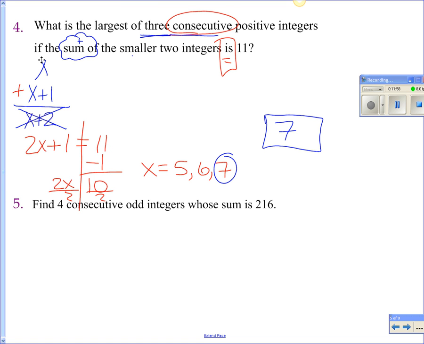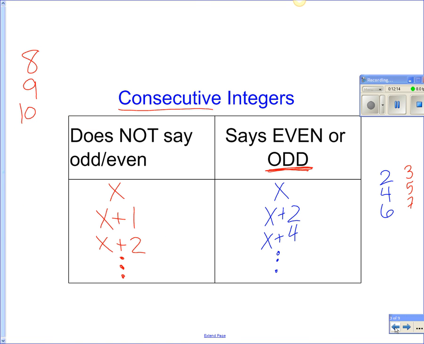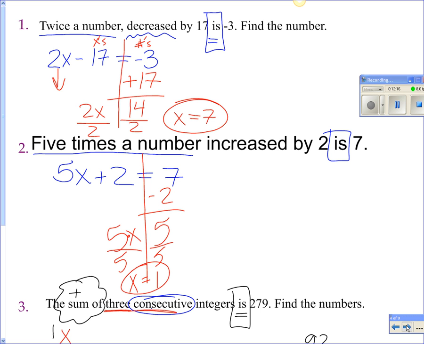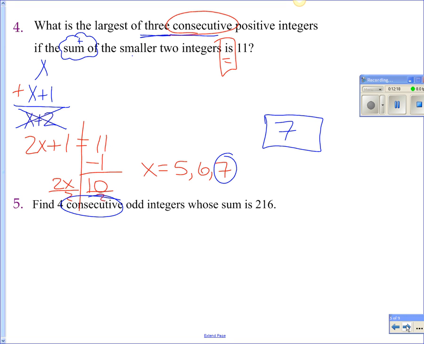Okay. All right. Number 5. Find 4 consecutive odd integers whose sum is 216. Allison, something to circle. So when I see consecutive, what do I want y'all to use? The chart. I want you to use the chart. So we're using this chart whenever you see consecutive. Then you have to decide which side of the chart we're using. Louis, which side of the chart? Very good. The odd side.